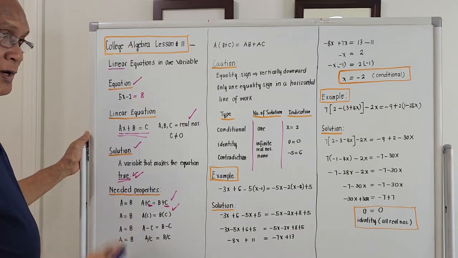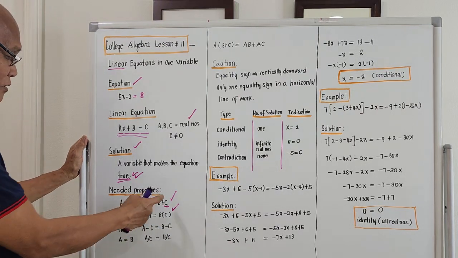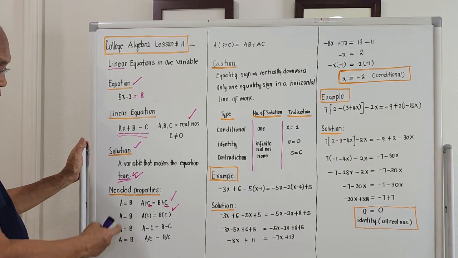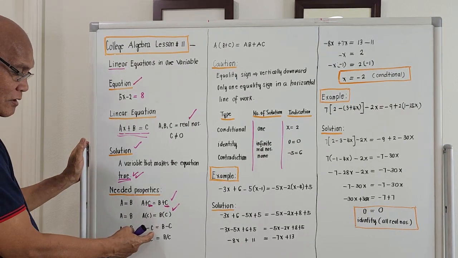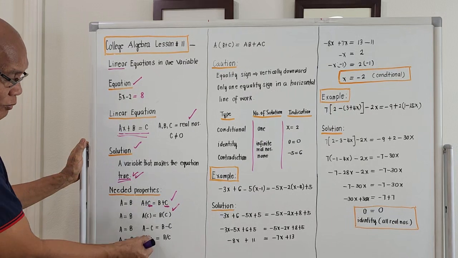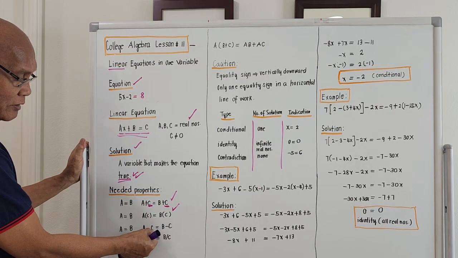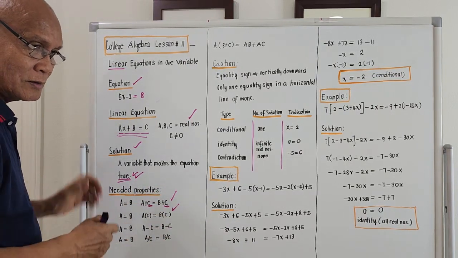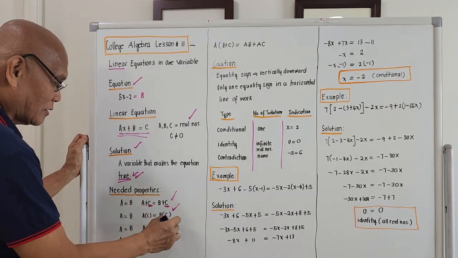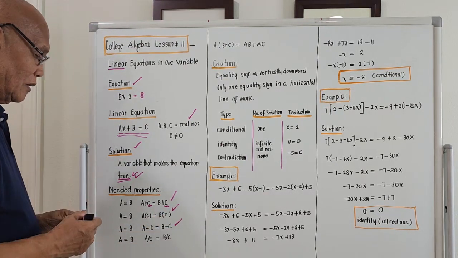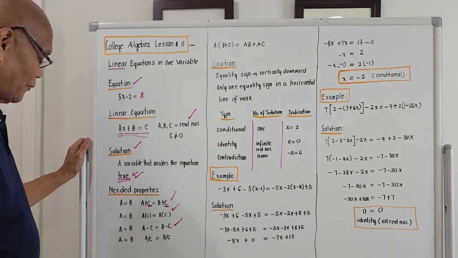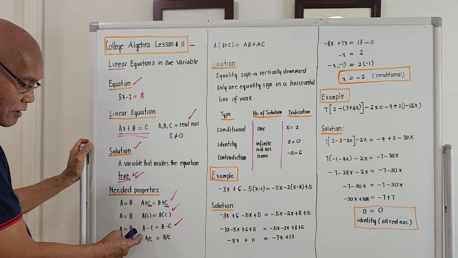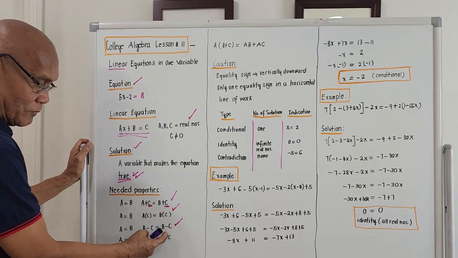The third one follows: under the addition and multiplication, it follows also under the subtraction. If A is equal to B, A minus C should be equal to B minus C. You subtract C on the left hand side and you subtract C on the right hand side, you will not change the value of the equality. That is the so-called subtractive property. The second to the last: if A is equal to B, it can be written as A over C equal to B over C.